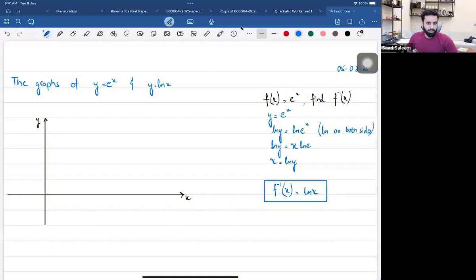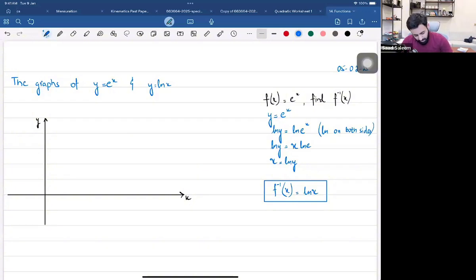Now anyone can tell me what is the relationship between the two? It's pretty clear now. Reflection in the line y equals x. You're right, that comes after. But what I was looking for was, yes, that they are inverse of one another. So f of x, e power x, and ln x are basically inverse of one another. All right, so that's basically what the relationship is.